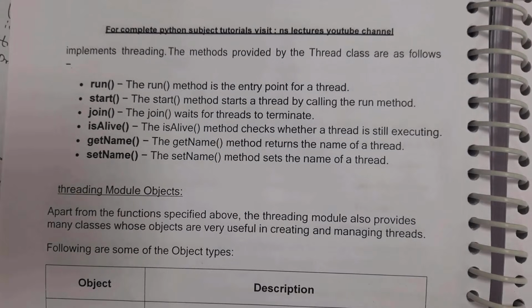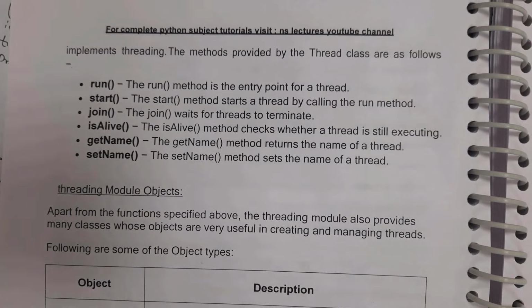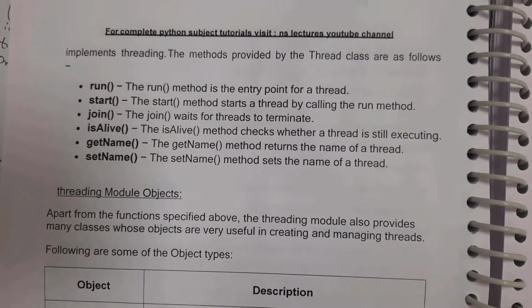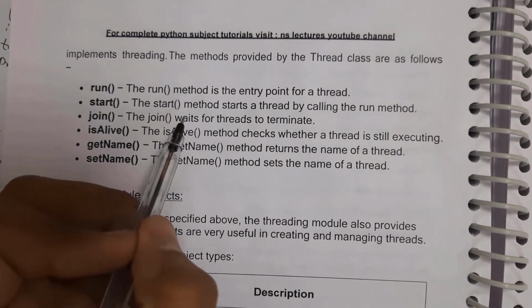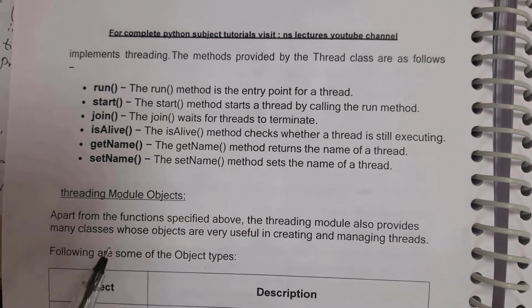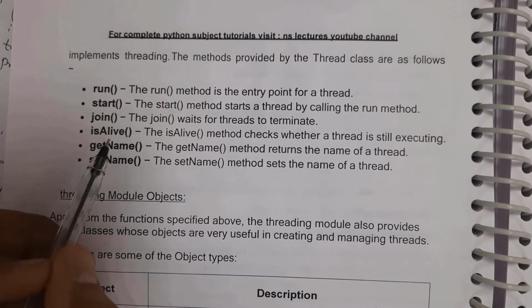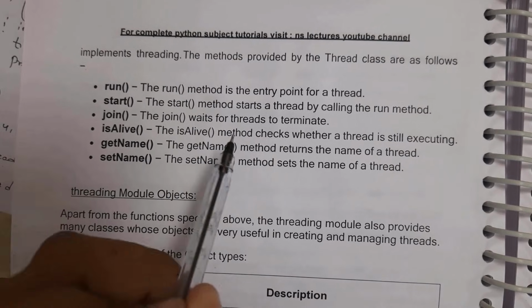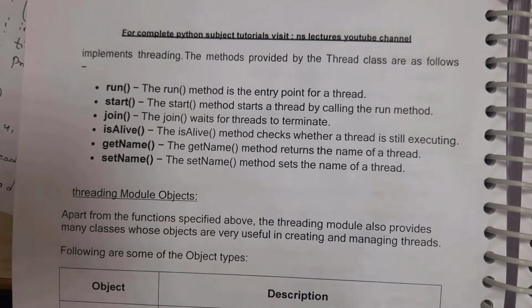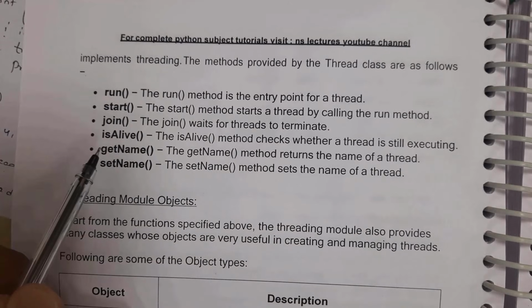The join method waits for threads to terminate. For example, there are two threads. They are T1 and T2. Only after termination of the first thread, it will execute the other thread, and this can be achieved by using the join method, because the join method waits for threads to terminate. And similarly the next one is the isAlive method. The isAlive method checks whether a thread is still executing. The isAlive method will check whether the thread is still executing or not.